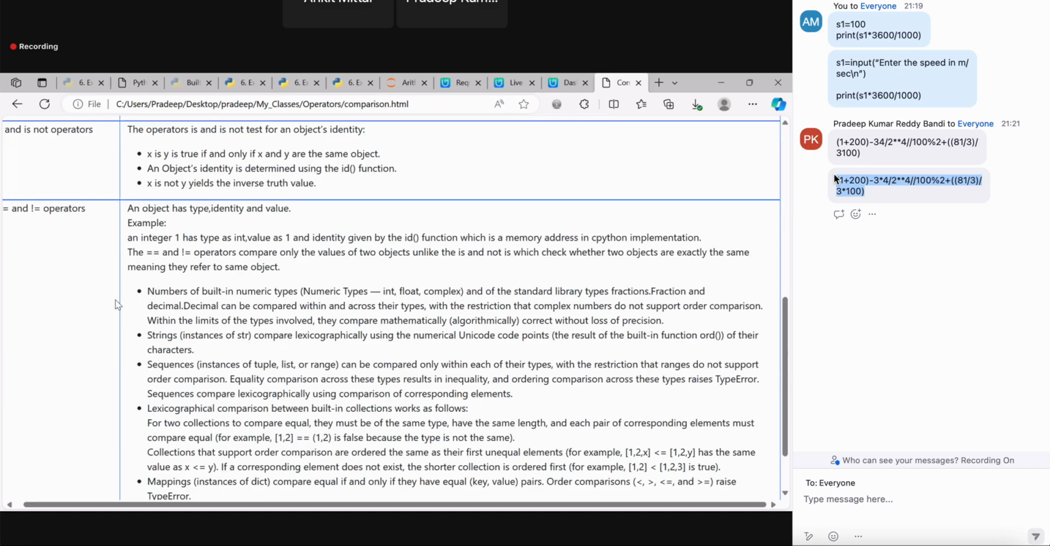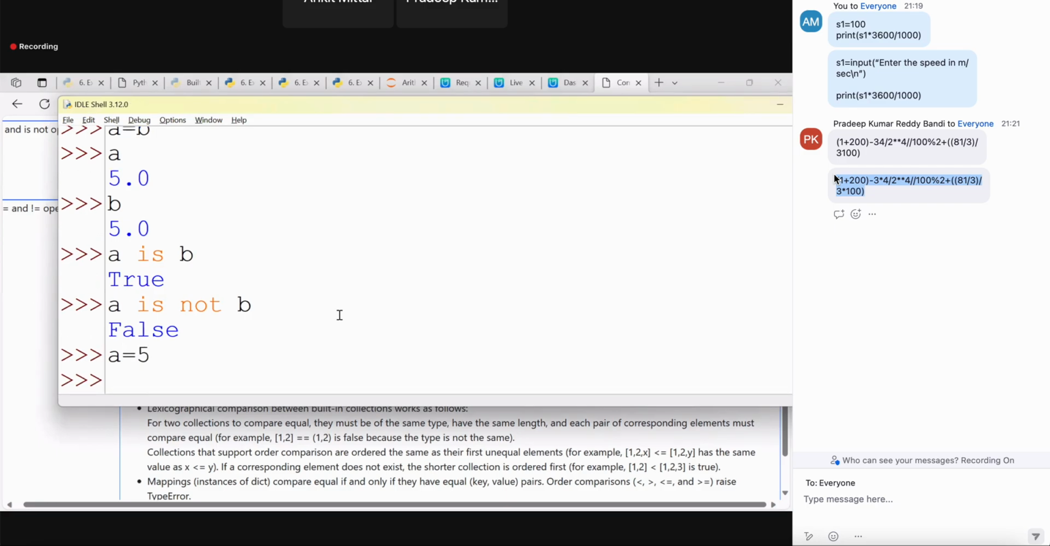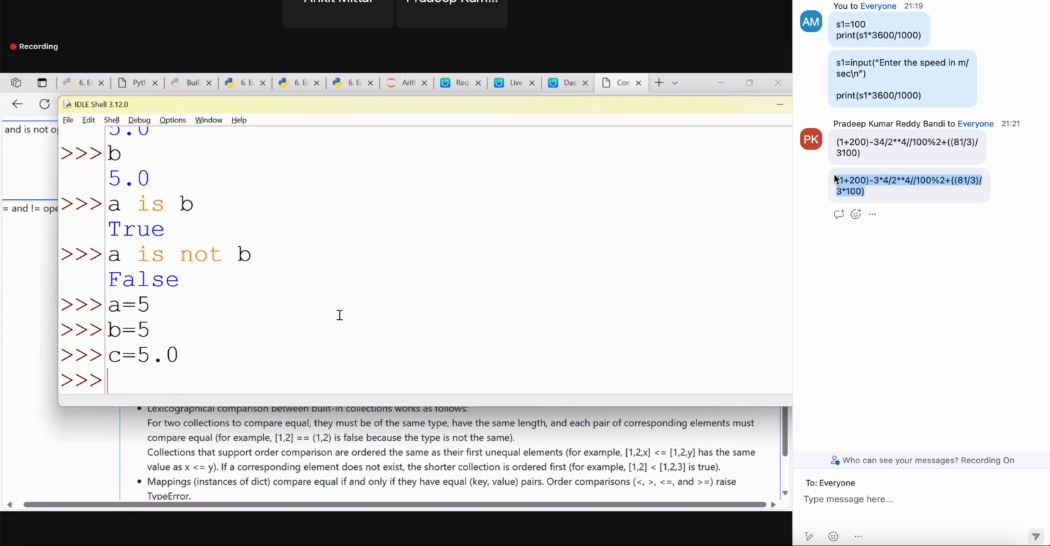Okay. Next. Whatever we came across, numbers of built-in numeric types and of the standard library, I mean, there are also fractions, decimal, those things. They can be compared within and across their types. Why I'm saying within and across: when I'm saying A is equal to 5, B is equal to 5, C is equal to 5.0. Okay. So the comparison of values is possible within and across.